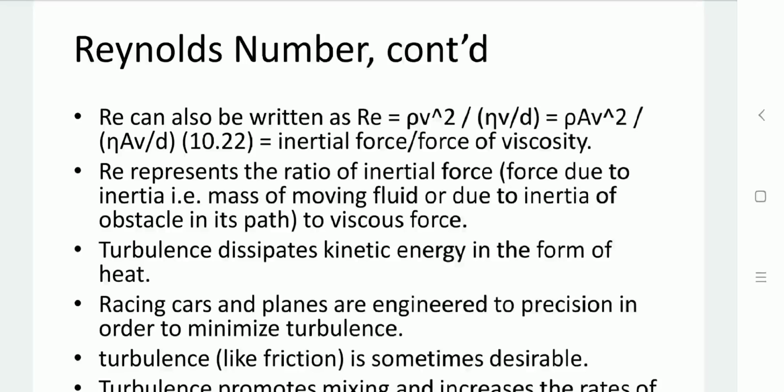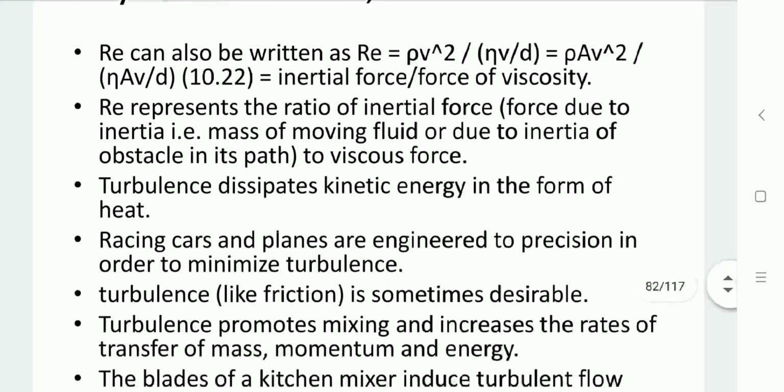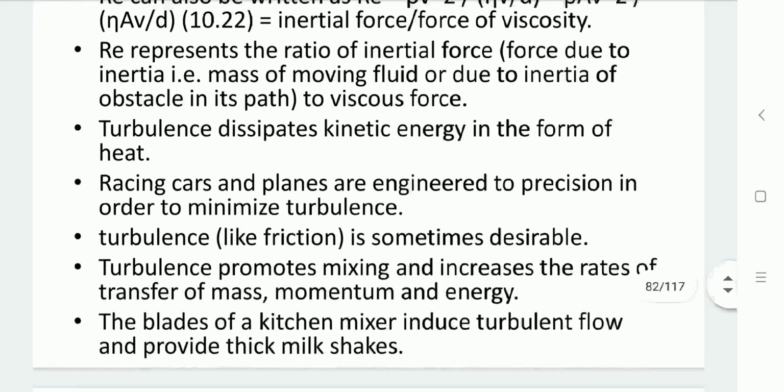This turbulence gives kinetic energy, and this kinetic energy converts into heat. So for racing cars and planes, precision is required to minimize that turbulence. Like friction, this is undesirable. It is also required in many applications, like in mixing, to increase the rate of mass and momentum of energy. In the blades of a kitchen mixer, the turbulent flow will provide the proper mixture and thick puree.